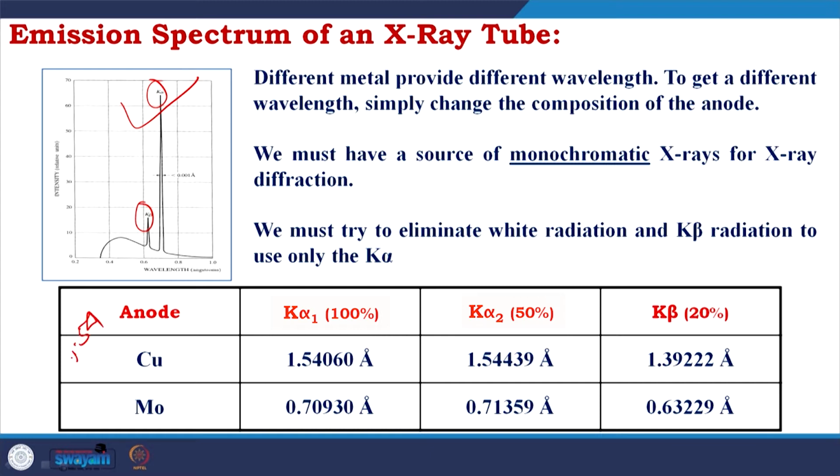The characteristic wavelength is 1.54 and 0.7. 1.54 is used for protein crystal and 0.7 is used for small molecule.